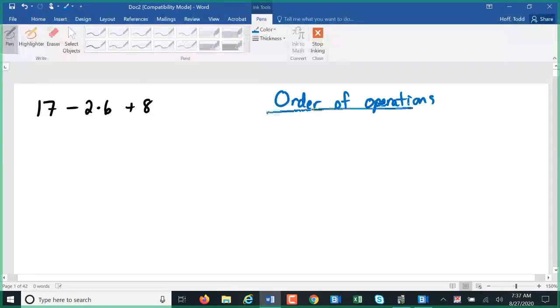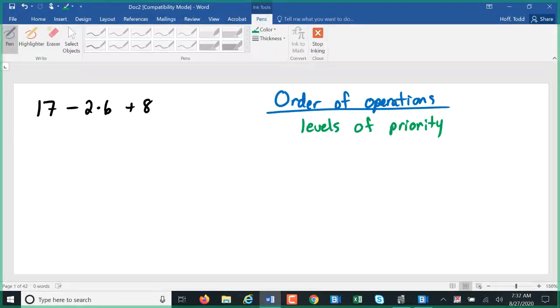Now, many people view the order of operations as a set of steps. That's not quite true. What it really is is levels of priority. When there's more than one operation to do on a number, the higher priority has to happen first. Like the 6 here. The 6 has multiplication on one side of it and addition on the other side of it. Well, we need to look up to see which of those operations has a higher priority, and that's what would have to happen first to that 6.